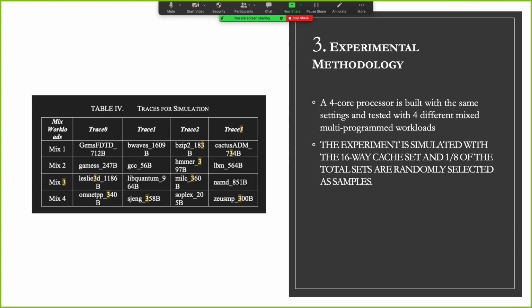So we will first use a 4-core processor built with the same settings. We keep this as the same part and we test 4 different mixed multi-program workloads. So we control the 4-core processor as the unchanged part, and we change the workload to see the difference. Here is the table of traits for the simulations. There are 16-way cache sets and 1/8 of the total sets are randomly selected as samples. So the samples are totally randomly selected and all different.